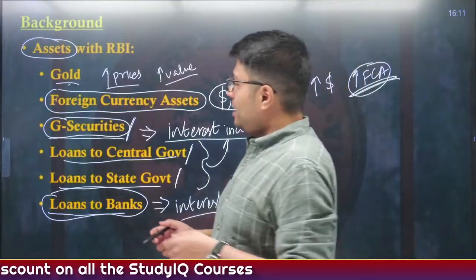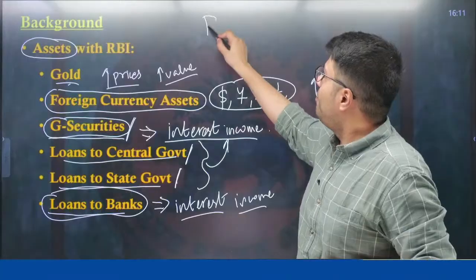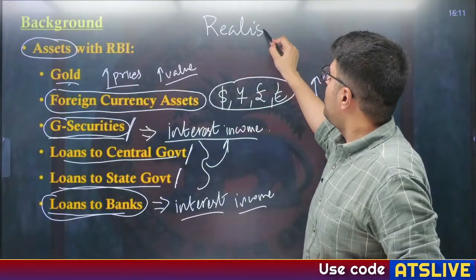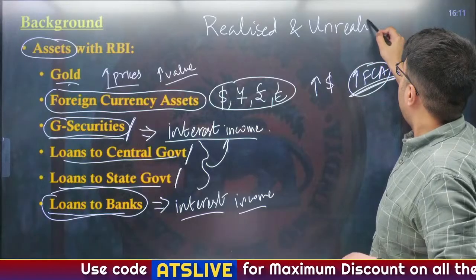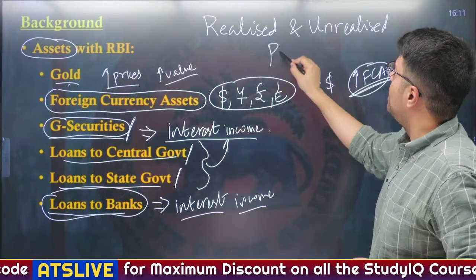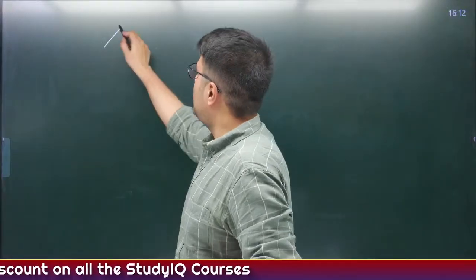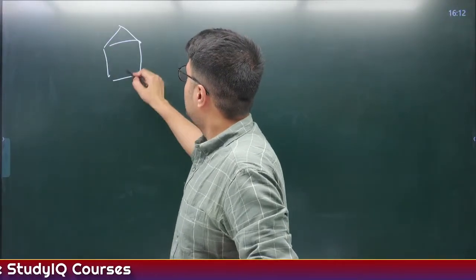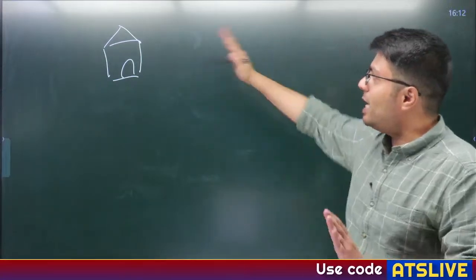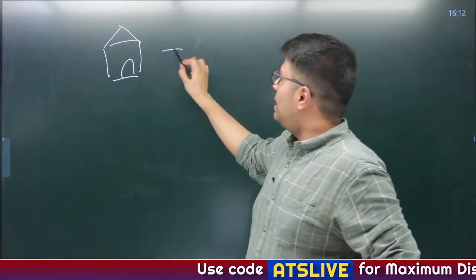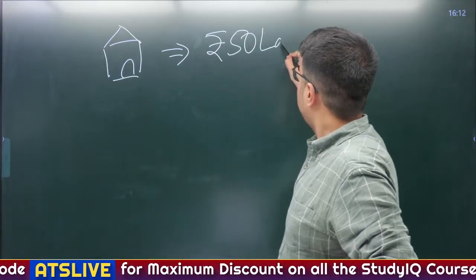Now, another part that you need to understand is realized and unrealized profit. What is realized and unrealized profit? I'll tell you with a very simple example. Suppose you own a house. This is a house that you own. Pardon my drawing, it is very bad, not as bad as my teaching. Now, this is a house that you purchased for 50 lakh rupees.